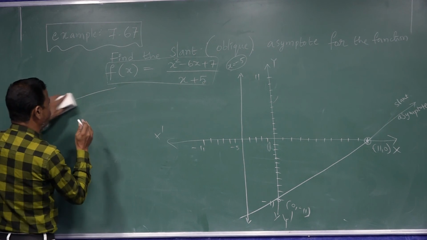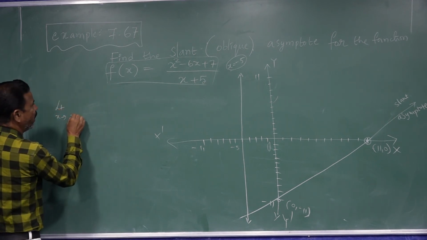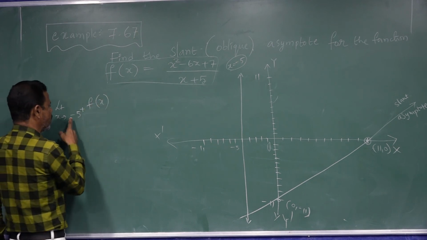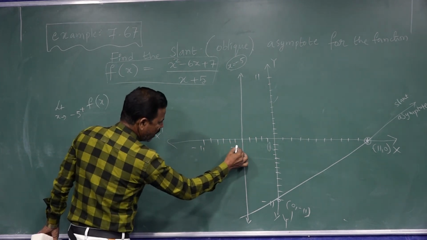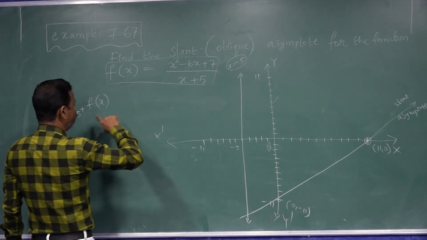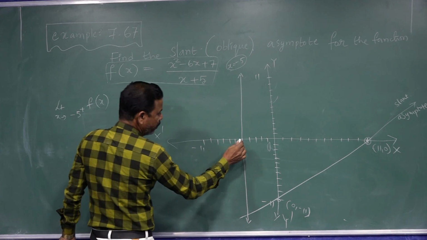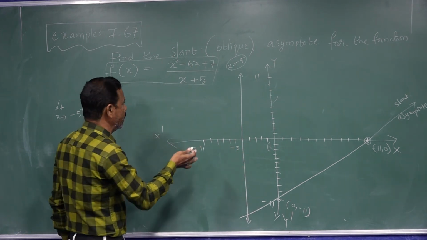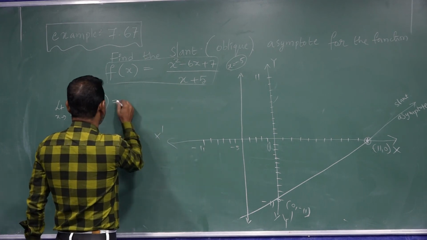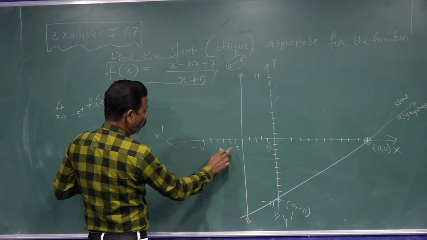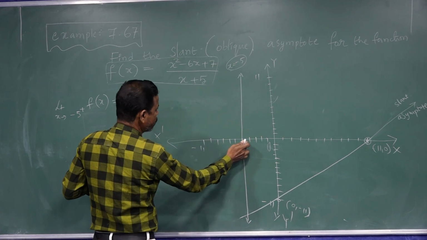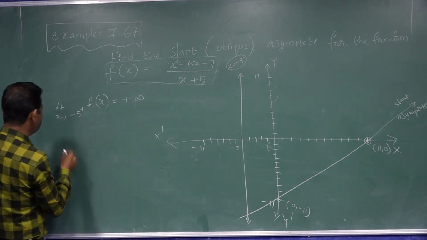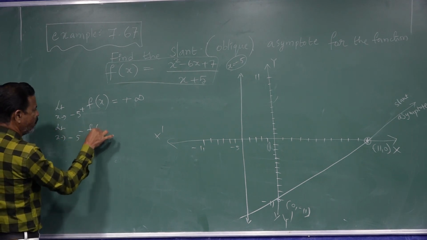How? Consider the limit x tends to minus 5 plus of f of x. Minus 5 plus means after minus 5, the right side. So the values are approximately minus 4.9, minus 4.5, like that. Suppose we consider minus 4.9, then x plus 5 is positive. So positive infinity.